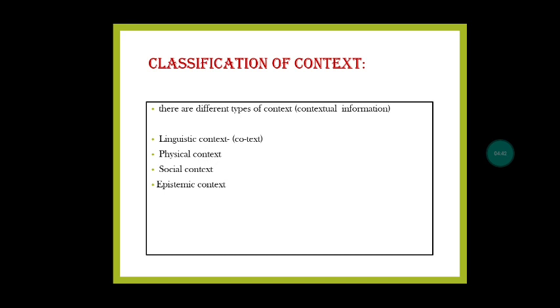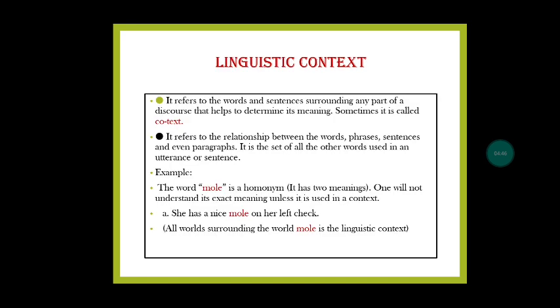So let's start first with the linguistic context. Linguistic context refers to the words and sentences surrounding any part of a discourse that help to determine its meaning. Sometimes it is called co-text. It refers to the relationship between the words, phrases, sentences, and even paragraphs, and it is the set of all the other words used in an utterance or sentence. So, here's the example.